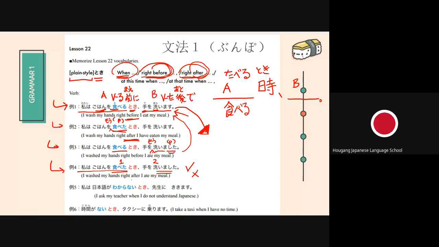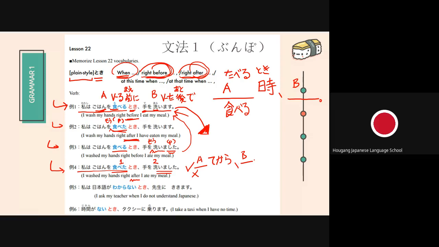Okay, do not confuse yourself. For after, please use 後で. That's what I would do. Or use てから. Yeah, てから is also very common. Right? 食べてから、手を洗います。Okay, so after A, I do B. Make your life easier. Don't make yourself so difficult.